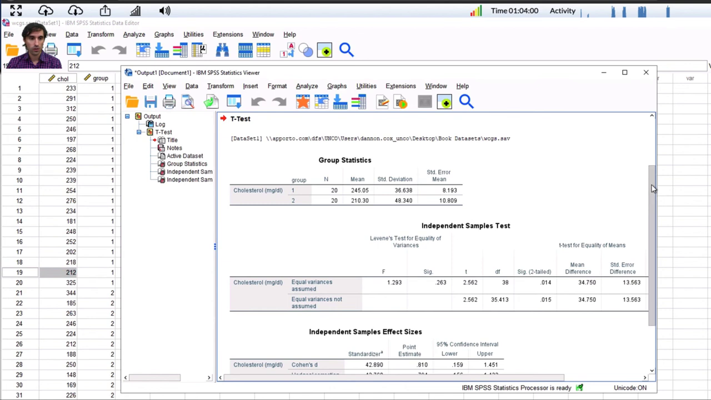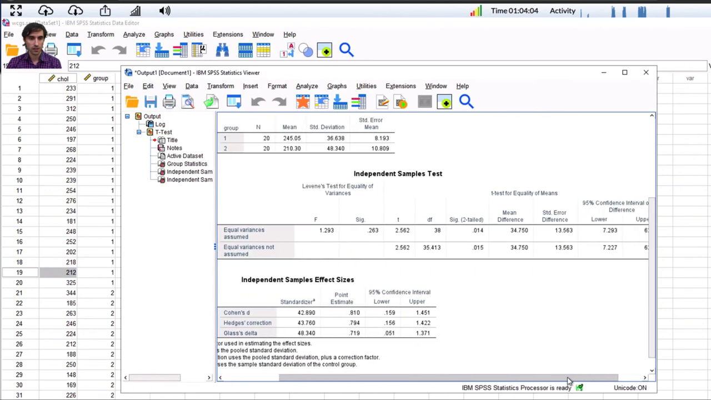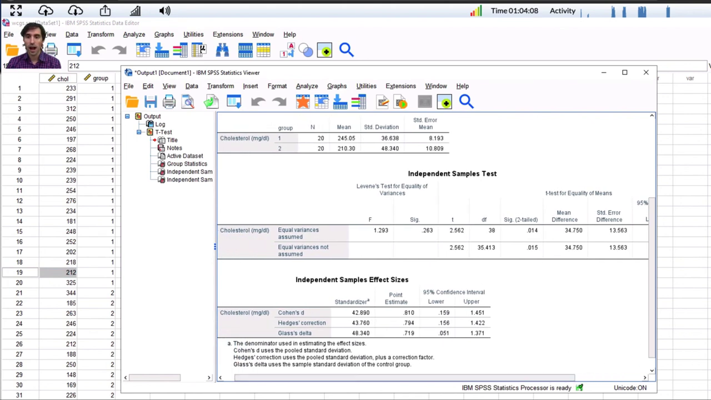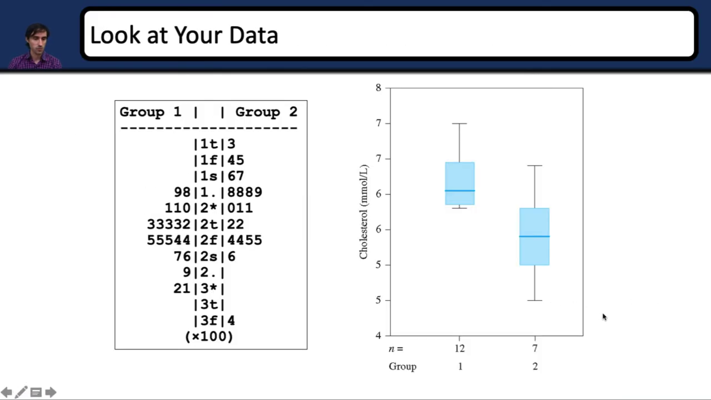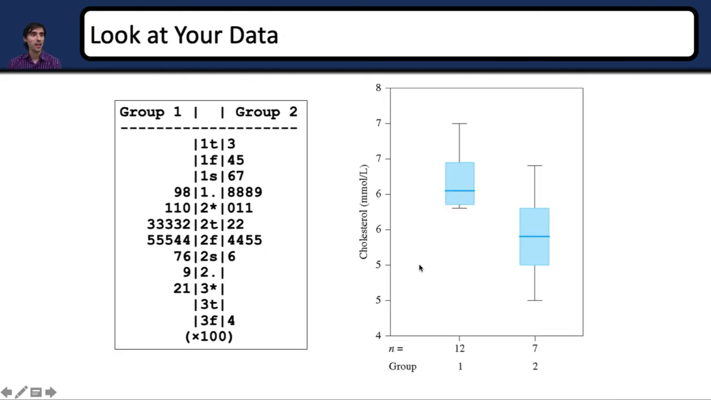All right, so let's see what we got here. We found all of our lovely data, and there are a couple of things that we can look at. Here's what I want to do. I want to go through the PowerPoint presentation, and then go through this again, because I felt like that might be a little bit smoother. Okay, so we're going to do the following: a side-by-side stem plot, a side-by-side box plot, and run descriptives. We're going to do that in class, actually. I'm not going to do it right now. Okay, but here they are, side-by-side box plots.